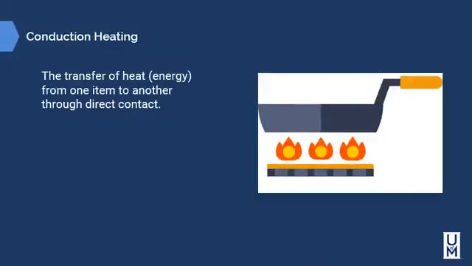Conduction heating is the transfer of heat energy from one item to another through direct contact. For example, when the flame of a gas burner touches the bottom of a saute pan, heat is conducted to the pan. The metal of the pan then conducts the heat to the surface of the food in the pan. Some materials conduct heat better than others. Water is a better conductor of heat than air.